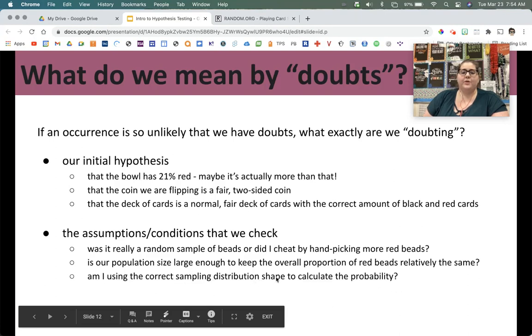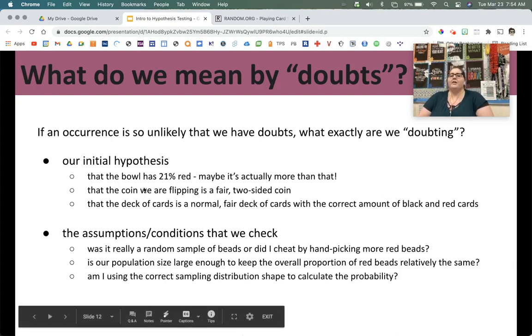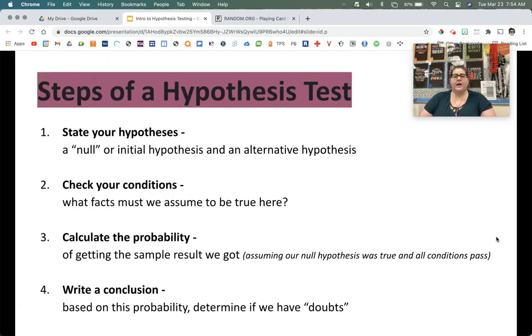There could be an issue with one of our other conditions or assumptions as well, right? But that's what we mean when we have doubts. We're doubting something in our initial hypothesis, but we may also be doubting whether we have a random sample or not. Right. I'll get into this more in the actual lesson video that you're going to watch before class on Thursday.